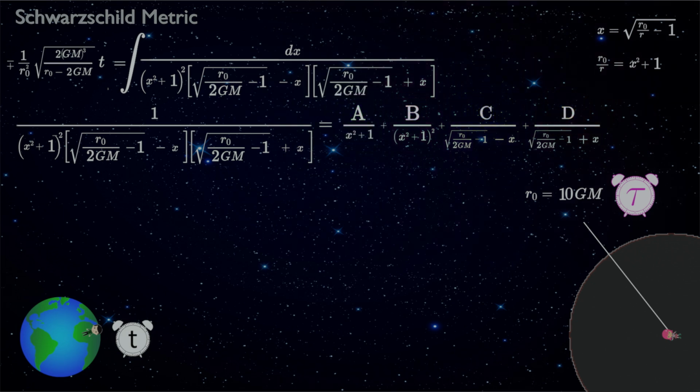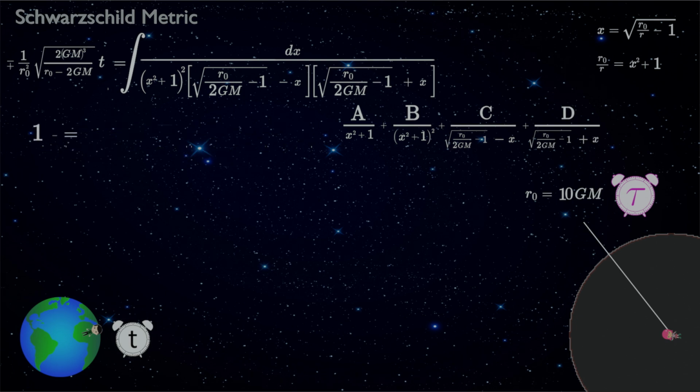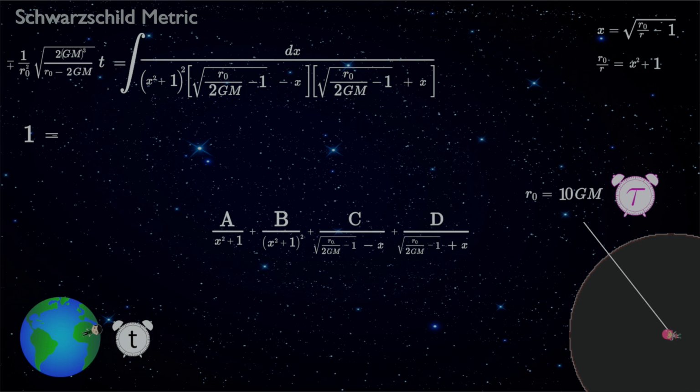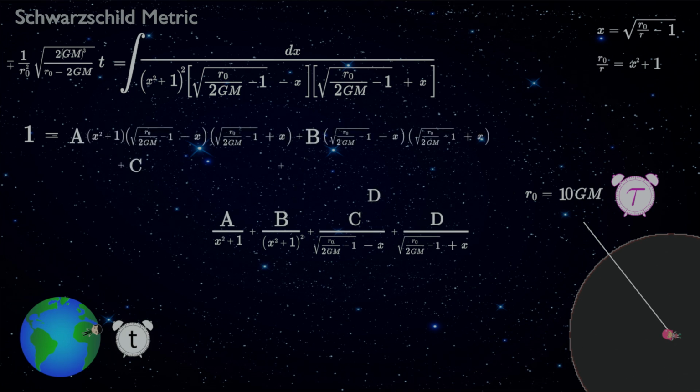To discover the value of these four constants, let's multiply the equation through by the entire denominator, namely x squared plus 1 squared times the square root of r0 over 2 GM minus 1 minus x times the square root of r0 over 2 GM minus 1 plus x. In that case, the denominator completely clears from the left-hand side, and on the right we are left with the sum of the four unknown constants multiplied by whatever factors were not underneath them to begin with.